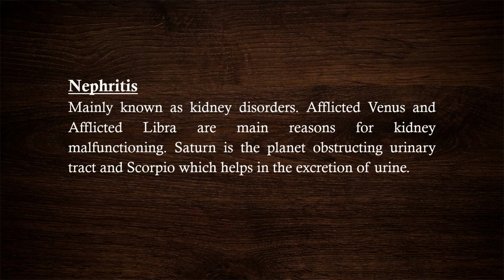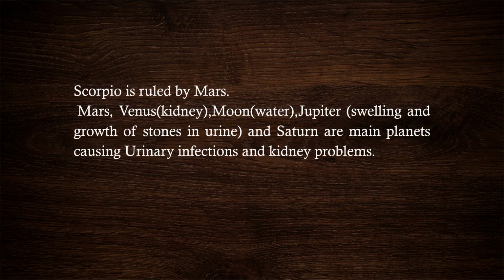Nephritis, mainly known as kidney disorders. Afflicted Venus and afflicted Libra are main reasons for kidney malfunctioning. Saturn is the planet obstructing the urinary tract, and Scorpio helps in excretion of urine. Scorpio is ruled by Mars. Mars, Venus, kidney, Moon, water, Jupiter, swelling and growth of stones in urine, and Saturn are main planets causing urinary infections and kidney problems.